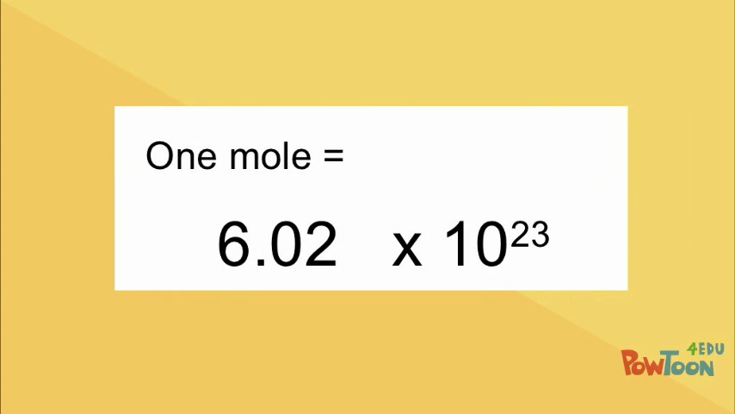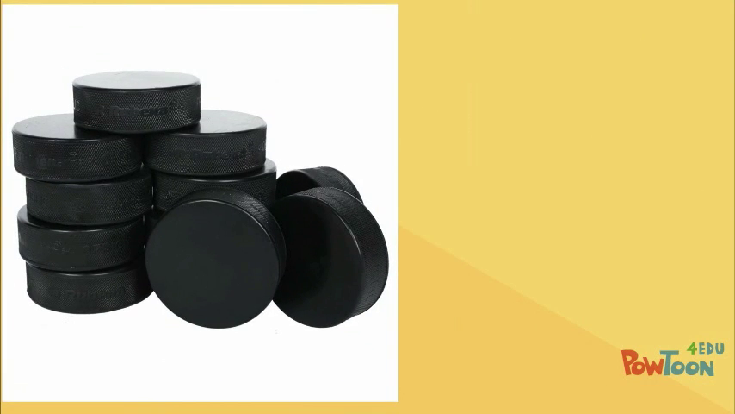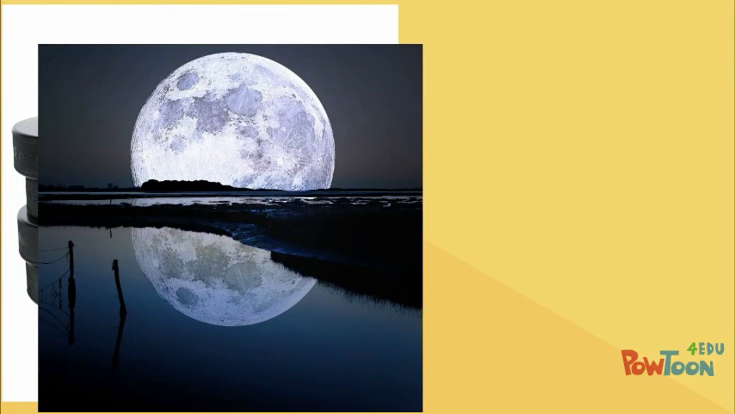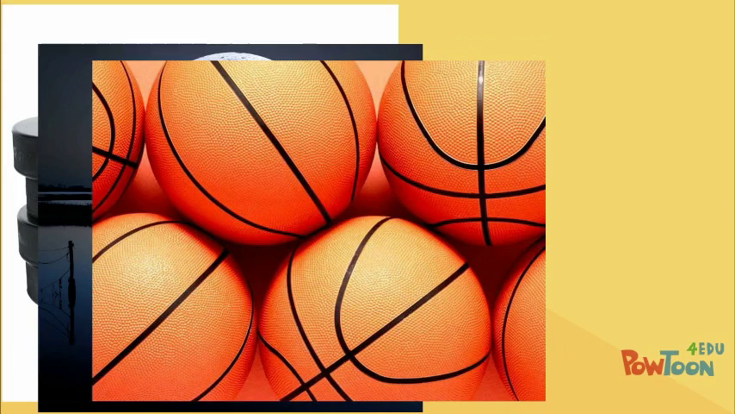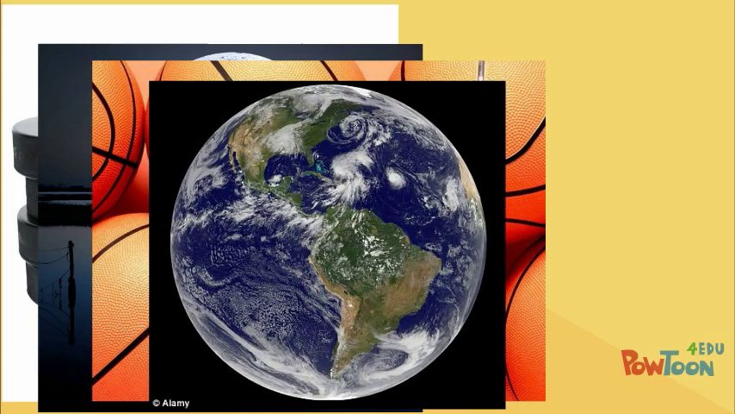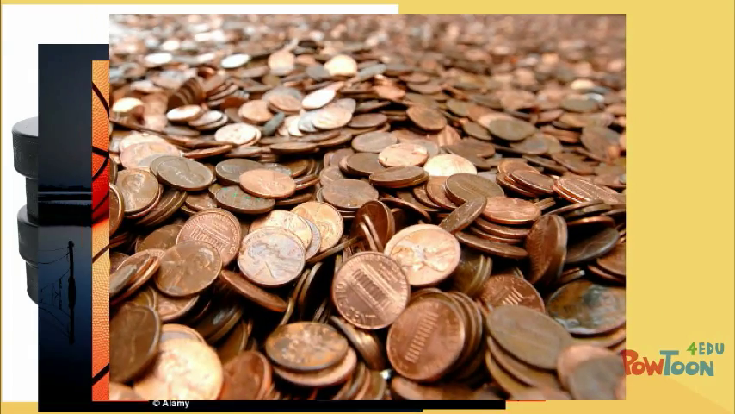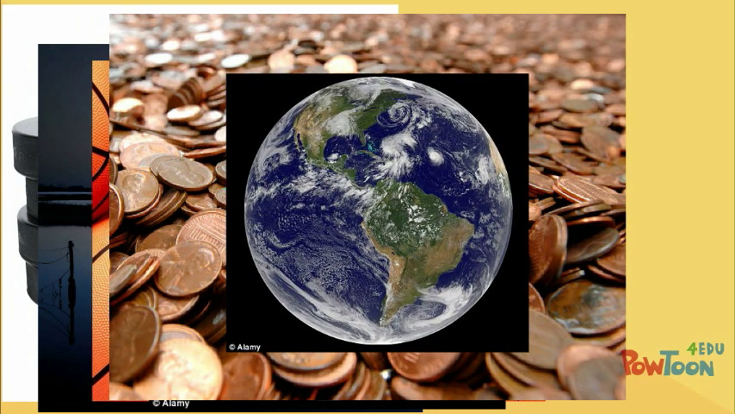1 mole of anything equals 6.02 times 10 to the 23rd. So, let's put this number into perspective. 1 mole of hockey pucks would equal the mass of the moon. 1 mole of basketballs would fit in a sack as large as the earth. 1 mole of pennies would cover the earth in a layer that was 1/4 mile deep.